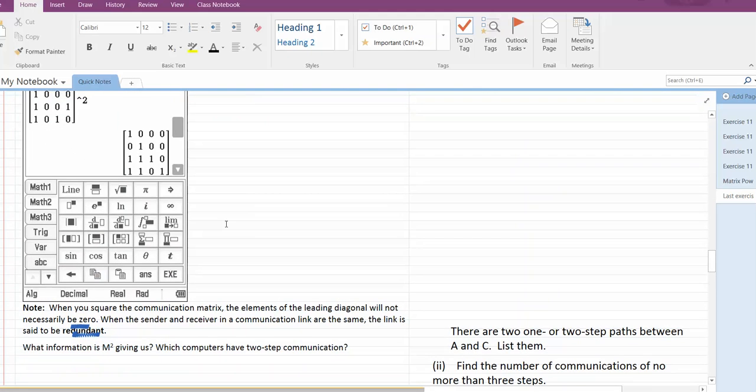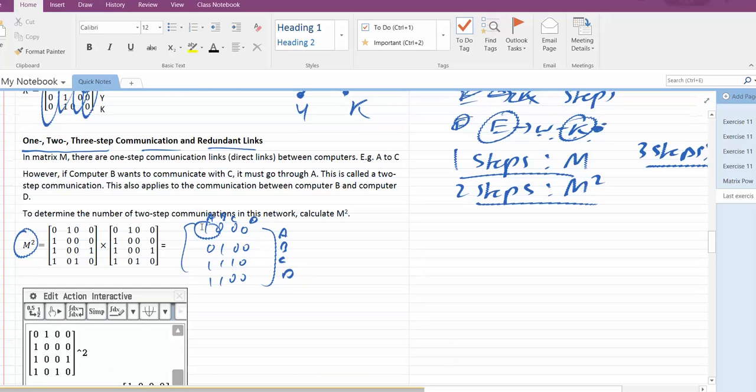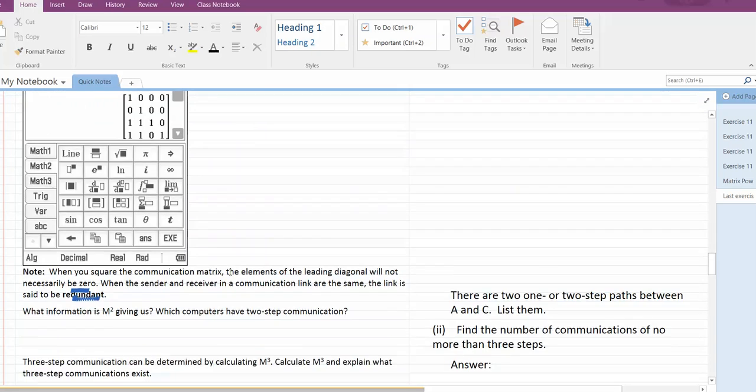Now, what information is M squared giving us? Which computers have two-step communications? So we're ignoring the leading diagonals. So between A to C, A to D, B to C, B to D, and C to C we're ignoring. So it's these values, these computers that can communicate in a two-step link, okay?